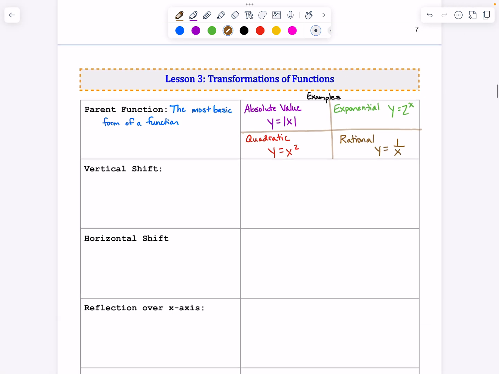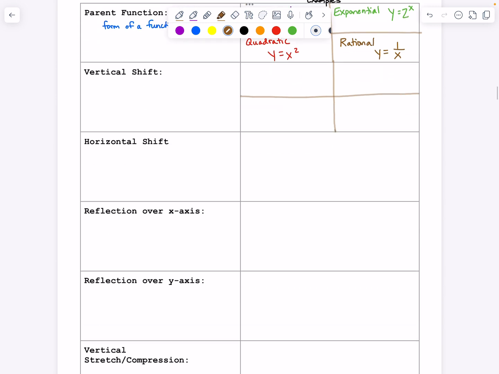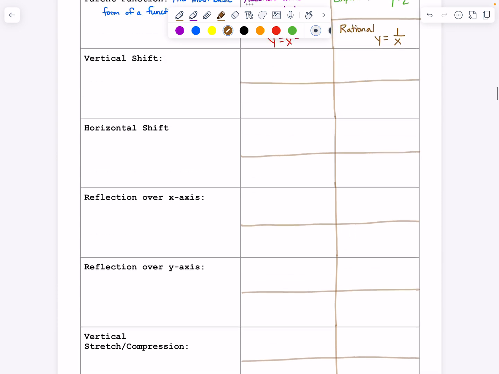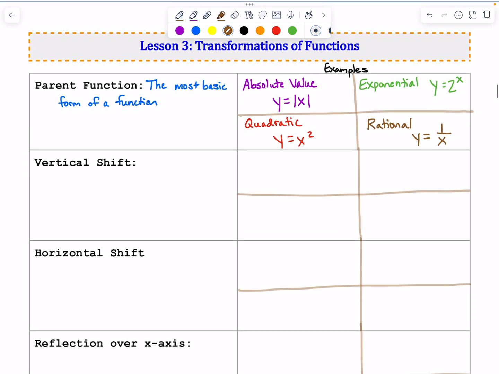So in each of these boxes, as we go through the notes, I'm going to repeat those types of functions with these transformation rules. So you may want to go ahead and divide up these boxes into 4 sections, because that is what we're going to do as we go. Okay. So parent functions are the most basic form, and then we have things that happen to them.